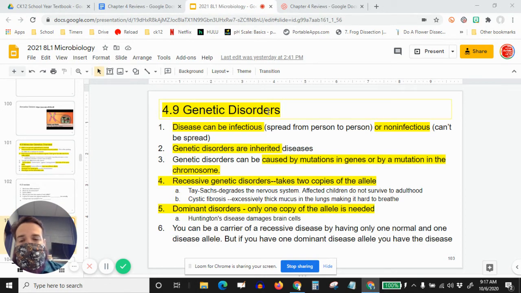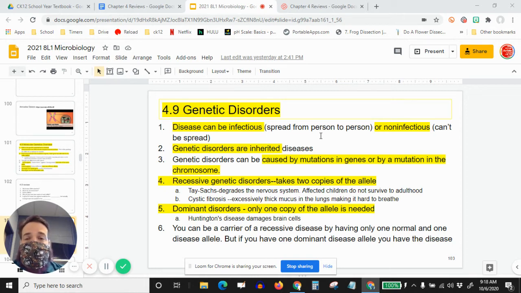And then 4.9 Genetic Disorders. So all diseases can basically be put in one of two categories. They are either infectious or non-infectious. Infectious basically means the same thing as contagious. If it's infectious or contagious, it can be spread from person to person. If it's non-infectious or not contagious, then it's not going to spread from person to person.